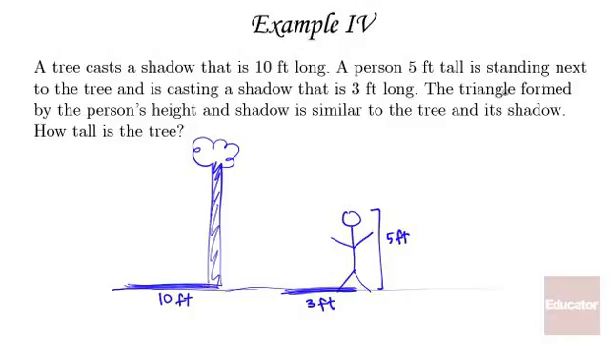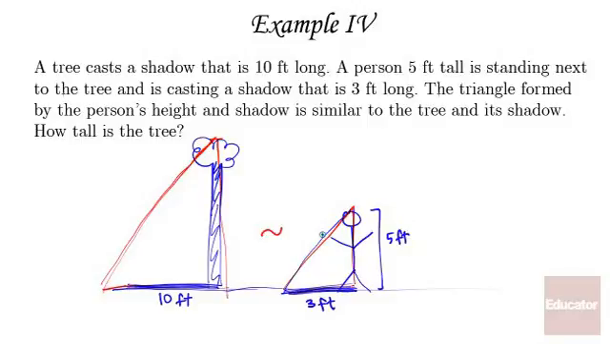The triangle formed by the person's height and the shadow, this is a triangle, if you can see that. Okay, this triangle is similar to the tree and its shadow. So then the triangle formed by this tree, here, all the way down to the shadow. So these two triangles, this triangle here and this triangle here, are similar.